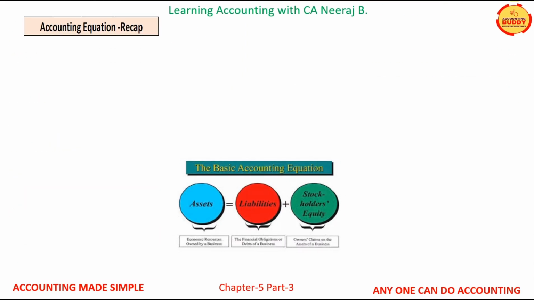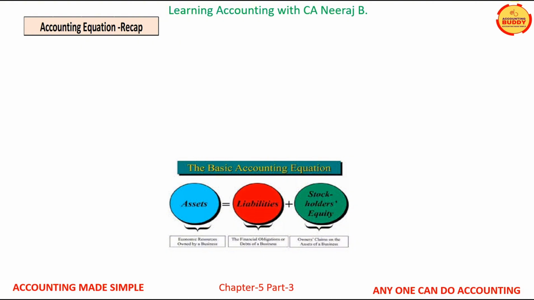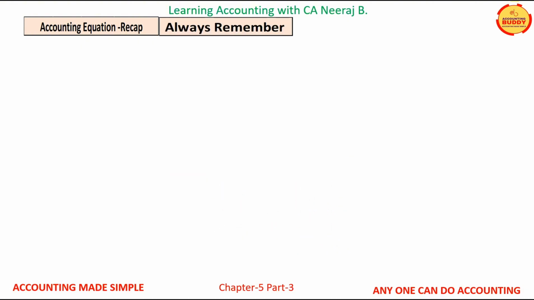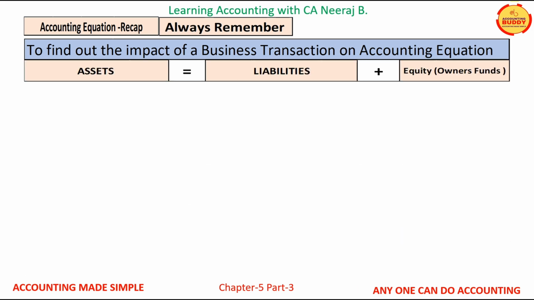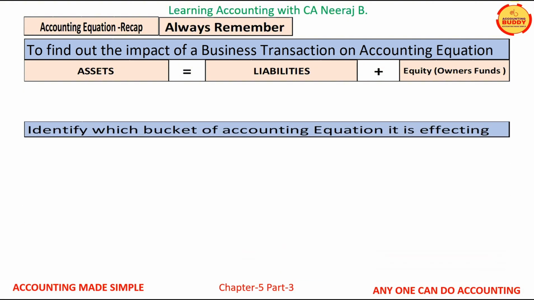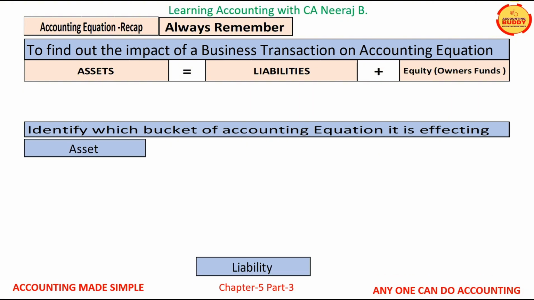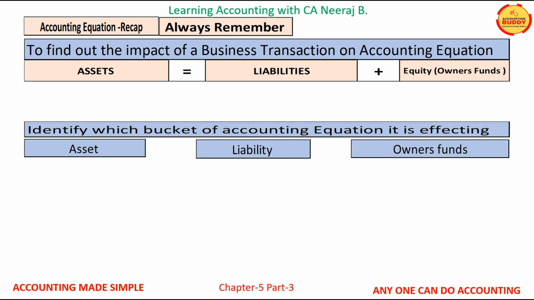Just to repeat and conclude what we have learned in the previous slide, always remember to find out the impact of a business transaction on the accounting equation, identify the bucket of the accounting equation it is affecting. Follow the two-step approach through which we have analyzed 4 business transaction examples in the previous slides. That is, whether it is affecting the assets or liabilities or equity.